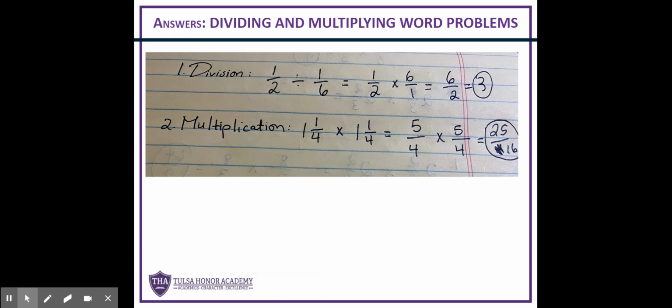All right, so if you're at this point of the video, you've already worked out your problems. So in number 1, we should have divided 1/2 divided by 1/6 to get our answer of 3. And then for number 2, we should have multiplied 1 1/4 times 1 1/4 to get 25 over 16.